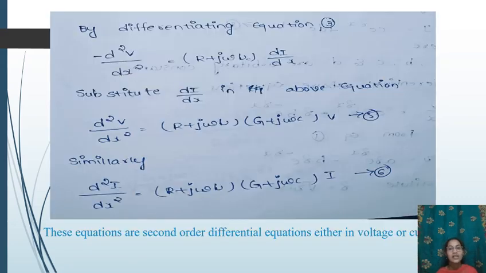By differentiating equation 3, minus d square V by dx square equals (R plus j omega L) into dI by dx. Substitute dI by dx in the above equation. d square V by dx square equals (R plus j omega L) into (G plus j omega C) into V. Let me consider this as the fifth equation. Similarly, d square I by dx square equals (R plus j omega L) into (G plus j omega C) into I. This is equation 6.